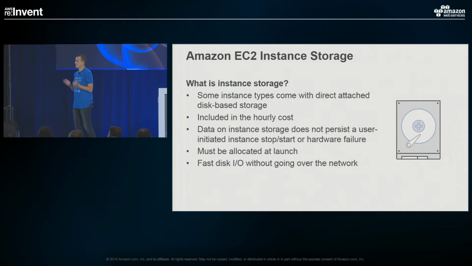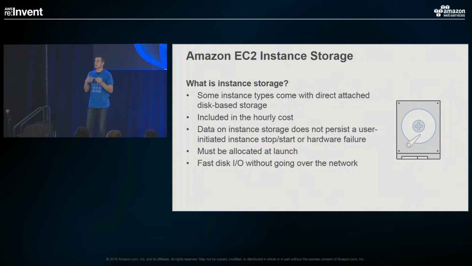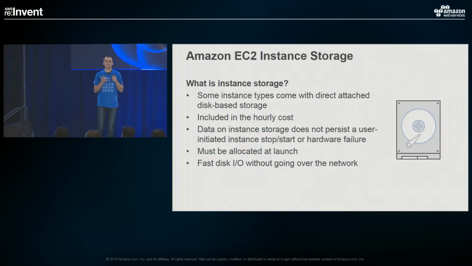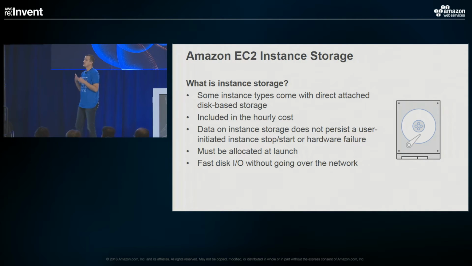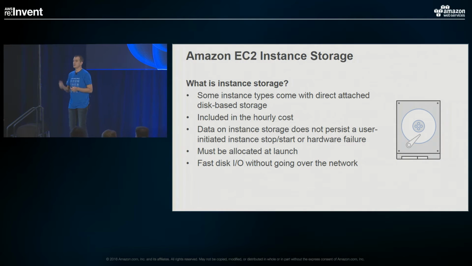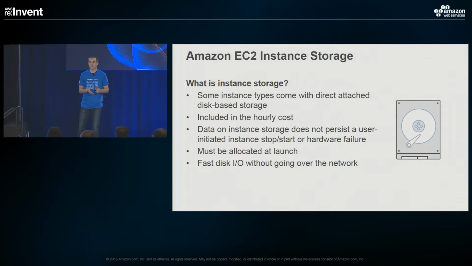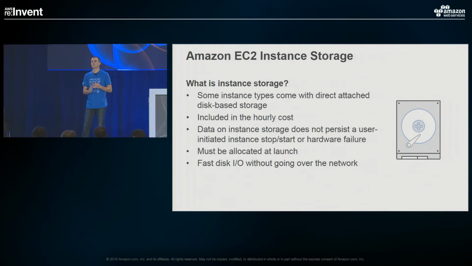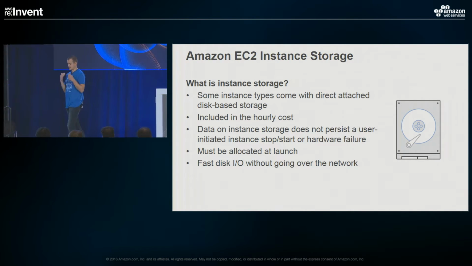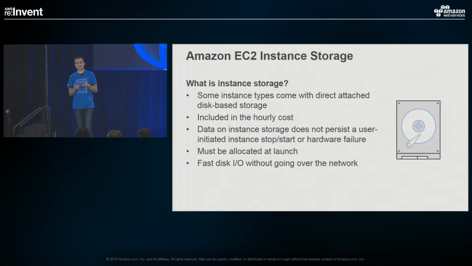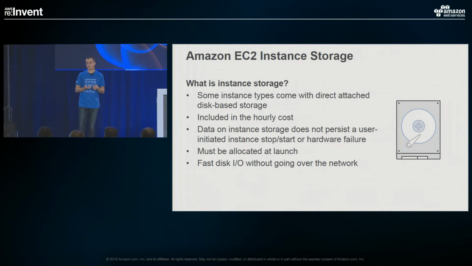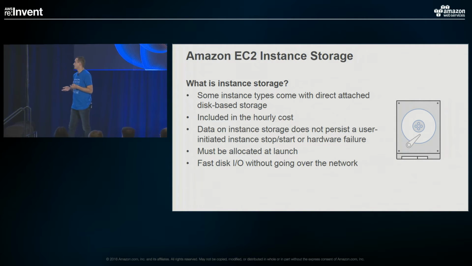And finally, these volumes are allocated at launch. But they can also provide very fast disk I/O without having to go over the networking. Finally, we've seen yesterday that the new instance types, the new I3 instance types, have been announced that have a lot of high-performance SSD-based storage. These instances can support up to 3 million IOPS. So very, very high performance.